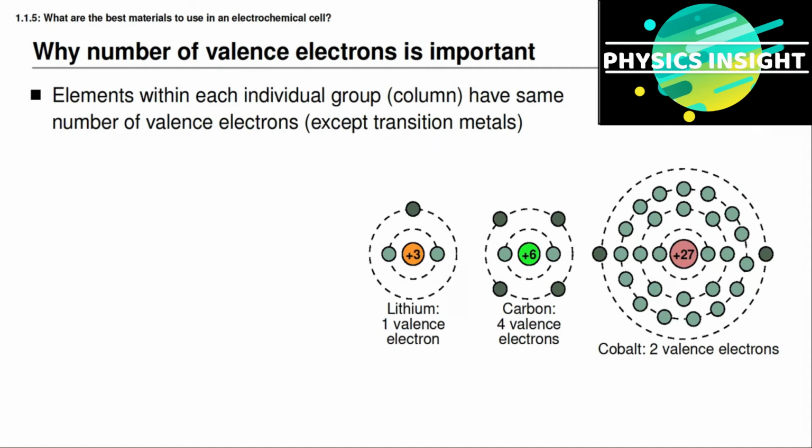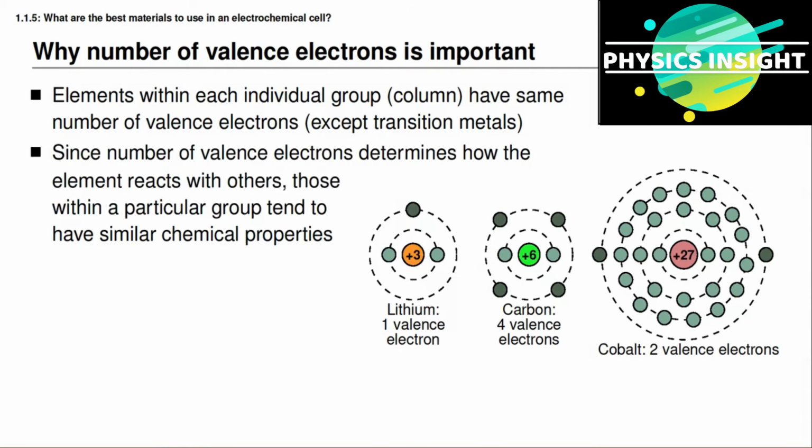So as we've just seen, elements within each individual group or column of the table have the same number of valence electrons except for some special cases with transition metals. It turns out that the number of an element's valence electrons allows us to predict how that element will interact and react with other elements. So all elements that share the same particular group tend to have similar chemical properties.